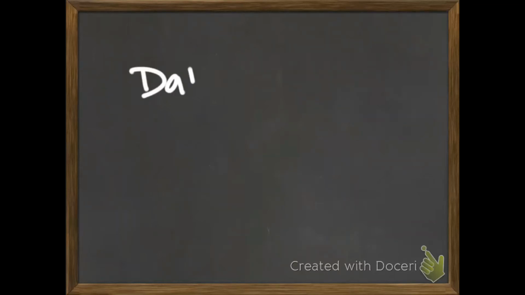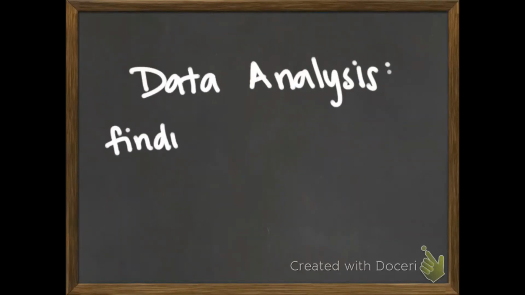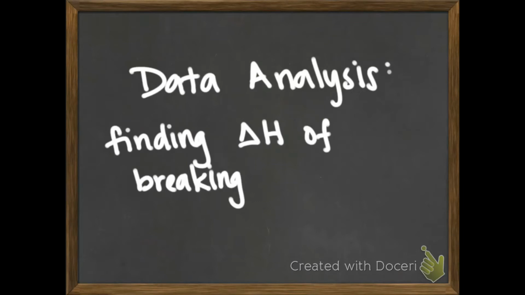In this video, we're going to be talking also about data analysis, but here we're going to be talking about not fitting of the peaks, but what do we do after we fit the peaks? So how do we find the change in enthalpy associated with breaking a hydrogen bond?